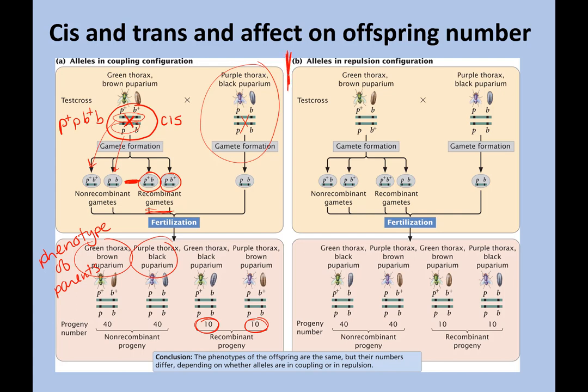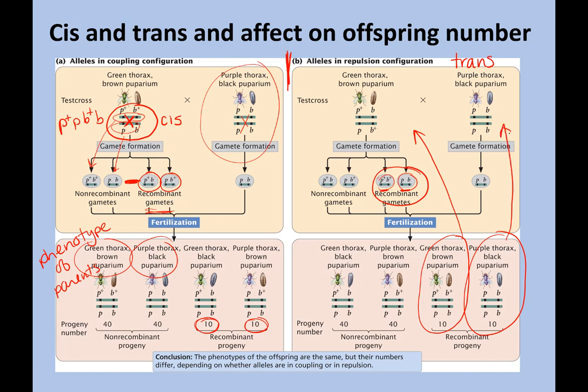On the other hand, if the genes are in trans or repulsion, okay, so we're starting out with genes that have the dominant and recessive on opposite sides, then the recombinants now are going to be looking like cis, right? You have both wild type on one chromosome, both mutant on one chromosome. And what that means is that the recombinants look like the parents. Because remember, we've got dominant and recessive going on here. So here, the parents are showing dominant, and the test cross is showing recessive.